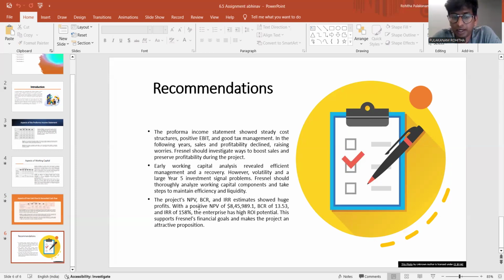The project's NPV, BCR and IRR estimates show huge profits, with a positive NPV of $845,989.1, BCR of 30.53% and IRR of 158%. The enterprise has high ROI potential. This supports Fresnel's financial goals and makes the project an attractive project.